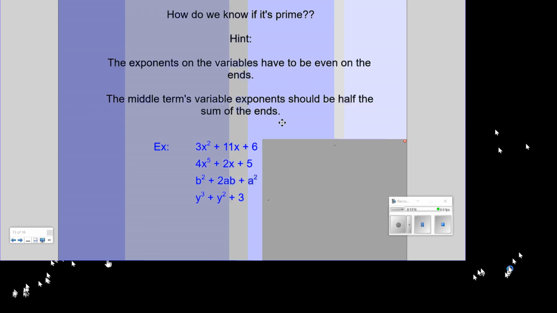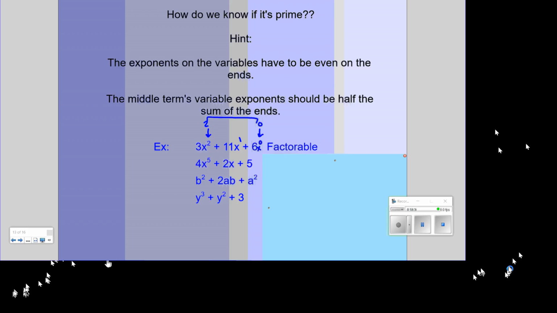So I could technically put an x to the 0 here, because anything to the 0 power is 1. So if I look at it, my end exponents are both even or just non-existent. And if I do 2 plus 0, add the exponents, half of 2 is 1, which is my middle term's exponent. So this means that this trinomial could be factorable by the variables potentially. Then you would carry on.